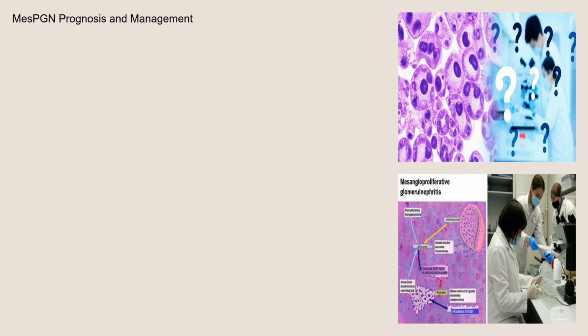The prognosis for MES-PGN varies depending on the underlying cause, the severity of the disease at diagnosis, and the individual's response to treatment. Some individuals may experience complete remission, while others may experience progressive kidney damage leading to end-stage renal disease. Recent research is focused on identifying specific biomarkers to predict disease progression and developing more targeted therapies to reduce inflammation and prevent scarring. Clinical trials are also exploring the potential of novel immunosuppressants and other interventions to improve outcomes for patients with MES-PGN. Regular monitoring of kidney function and early intervention are crucial for maximizing the chances of a positive outcome.